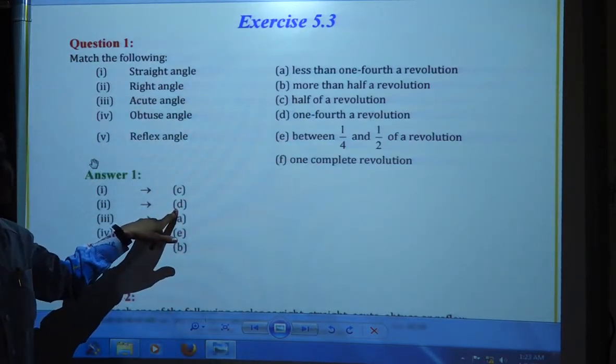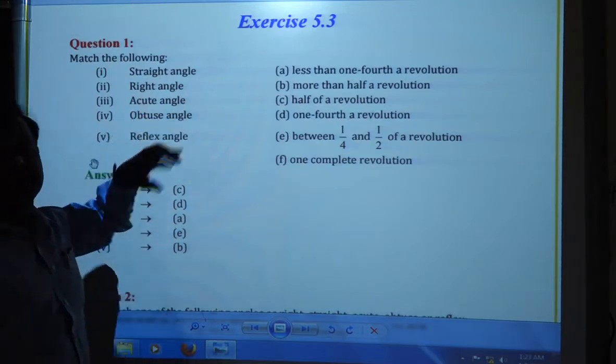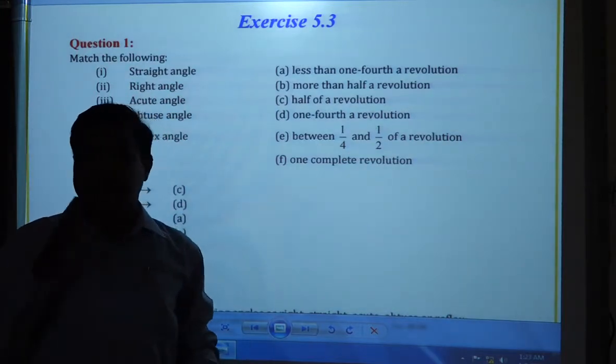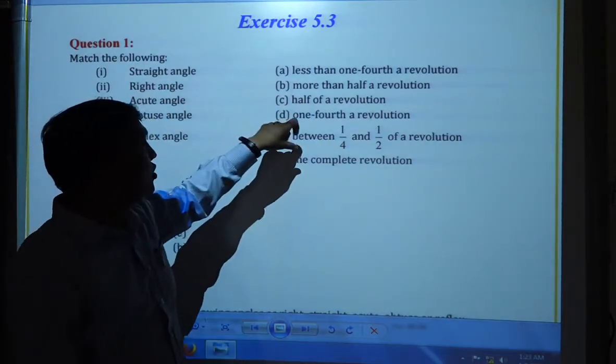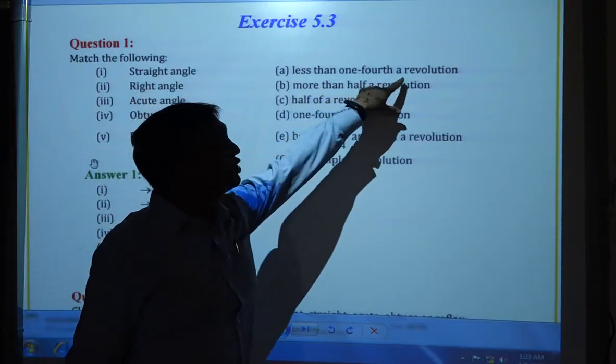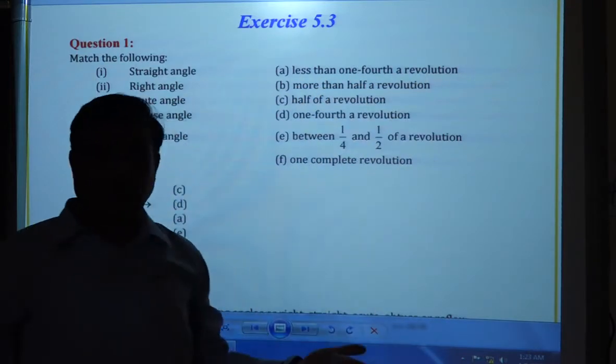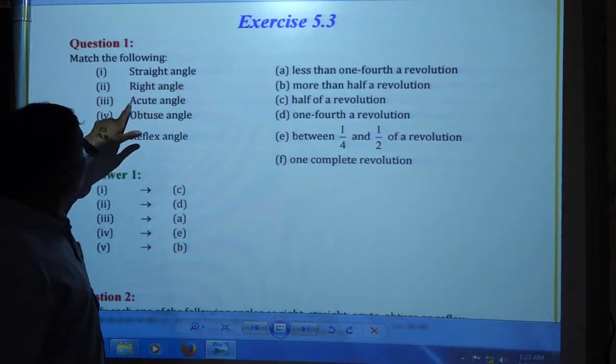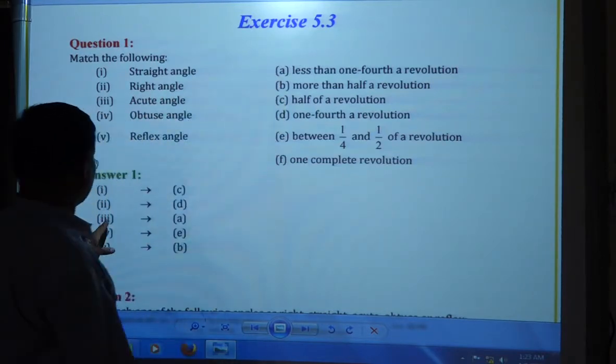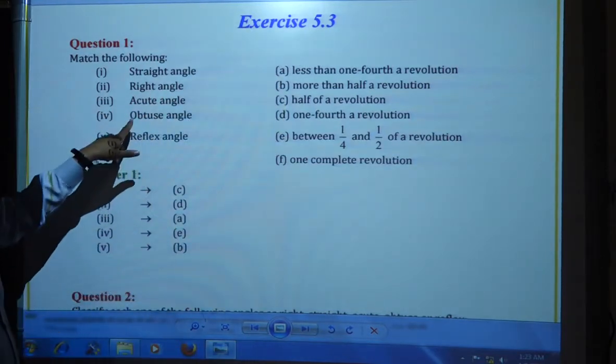Next, acute angle. Acute angle means we learned that before. Acute angle means less than 90 degree. So less than 1/4 of revolution, because 90 degree means 1/4 of revolution. So the third one is A. Fourth one, obtuse angle.